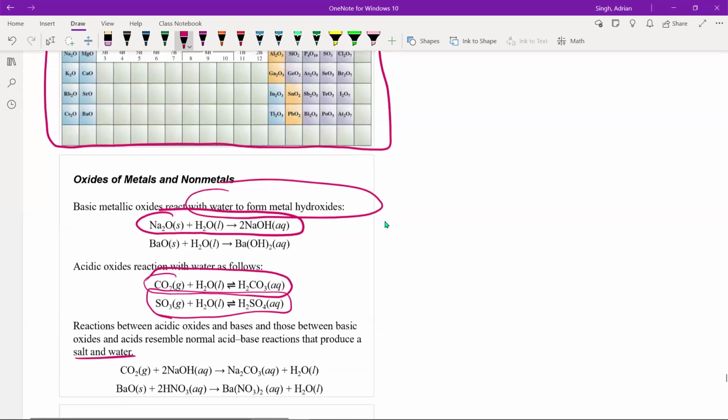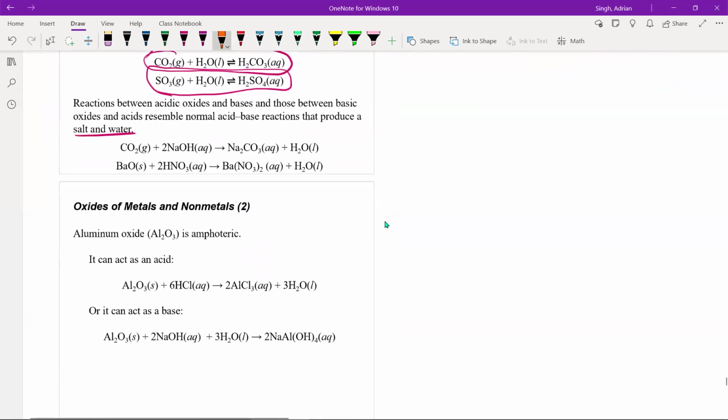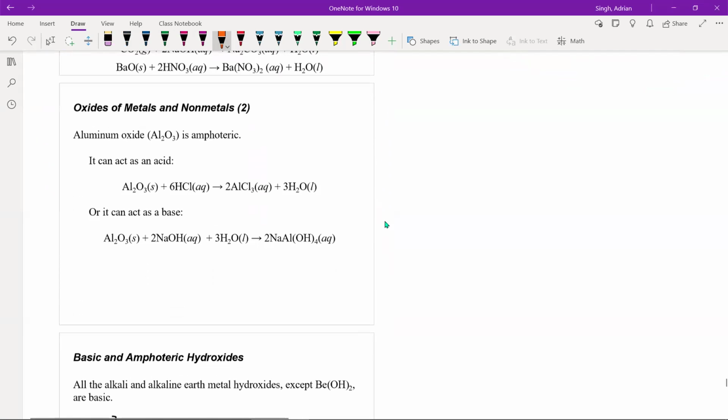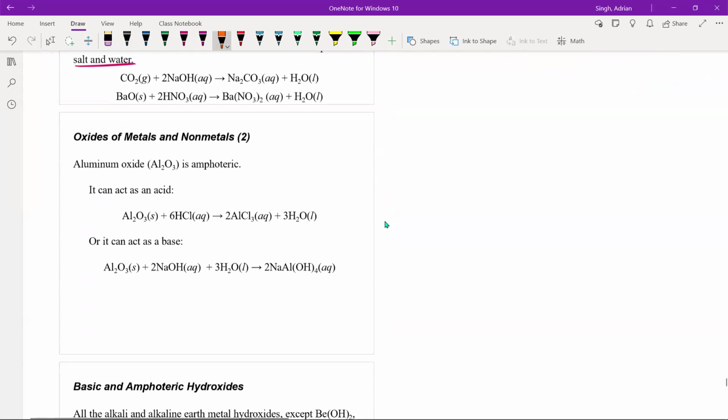What you'll also see on this table is that there are some orange shaded boxes, and these are oxides that are amphoteric, meaning that they can behave as both acids and bases. So for example, aluminum oxide, Al2O3, which is over here, can behave as both an acid or it can behave as a base. In the case of Al2O3, it just depends on what it is that it's reacting with. So in one instance, it can act as an acid. In another instance, it can act as a base.